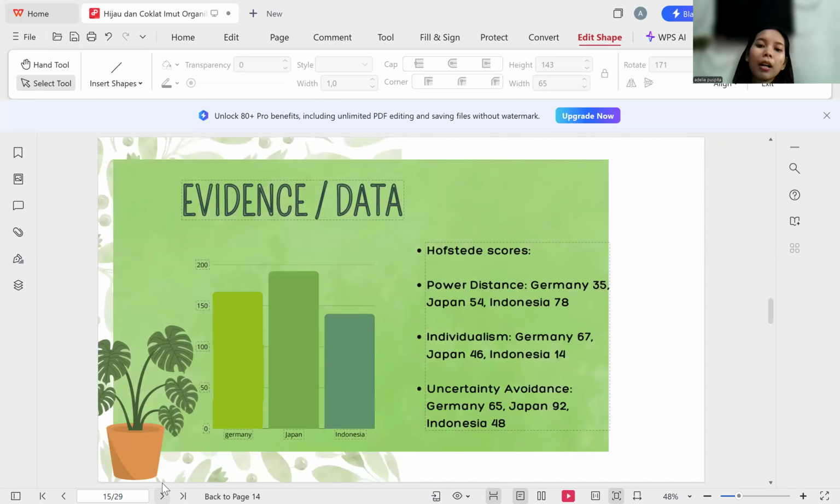In this case, there are three things. The first is power distance, the second is individualism, and the last is uncertainty avoidance. For power distance, Germany has 35, Japan has 54, and Indonesia has 78. For individualism, Germany has 67, Japan has 46, and Indonesia has 14. And for uncertainty avoidance, Germany has 65, Japan has 92, and Indonesia has 48.